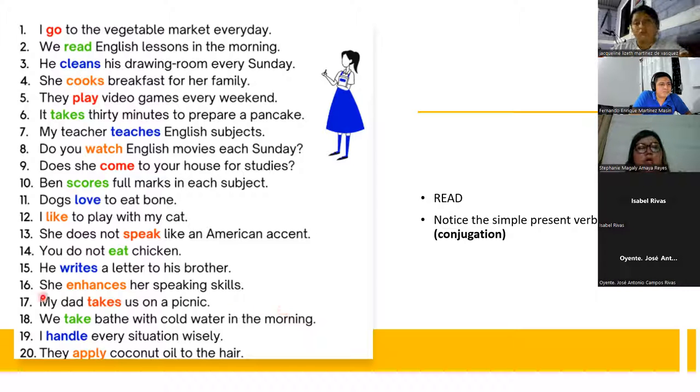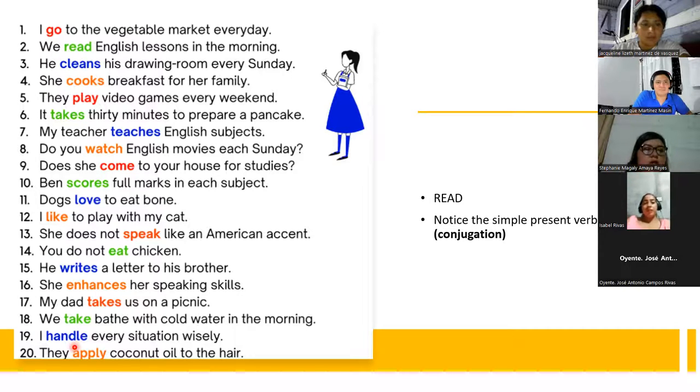A ver, ¿cómo diríamos acá? Leámosla en velocidad normal. My dad takes us on a picnic. Exactly. Exageremos esta para que se nos quede. My dad takes us on a picnic. Okay, very good. Y este es handle.